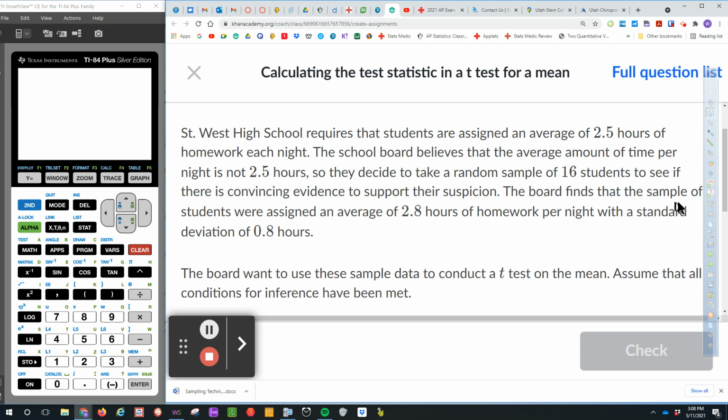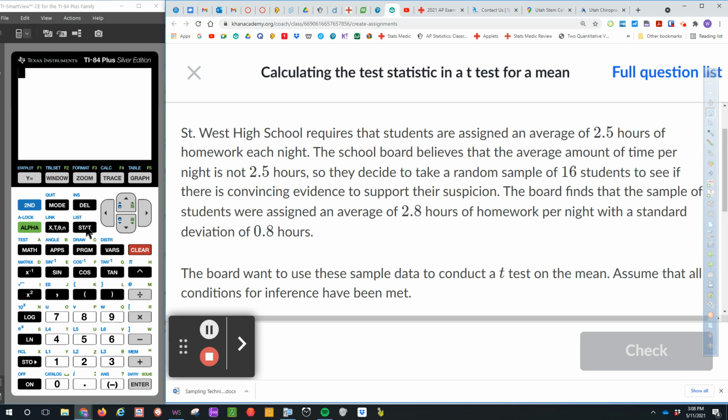The board finds that the sample of students were assigned an average of 2.8 hours of homework per night with a standard deviation of 0.8. The board wants to use this sample data to conduct a t-test. So actually, there's a quicker way.